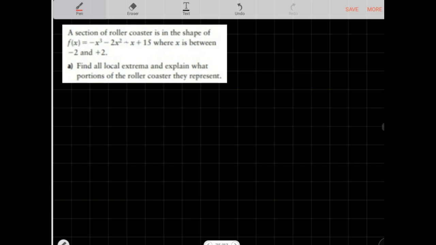Alright, a section of roller coaster is in the shape of f of x is equal to negative x cubed minus 2x squared minus x plus 15, where x is between negative 2 and positive 2. Find all local extrema and explain what portion of the roller coaster they represent.